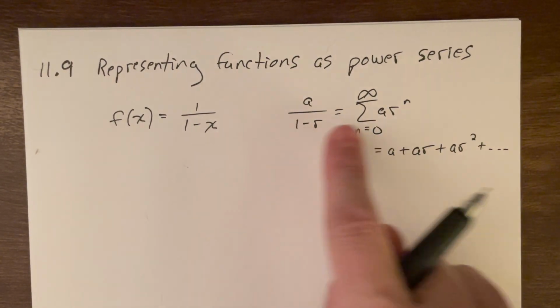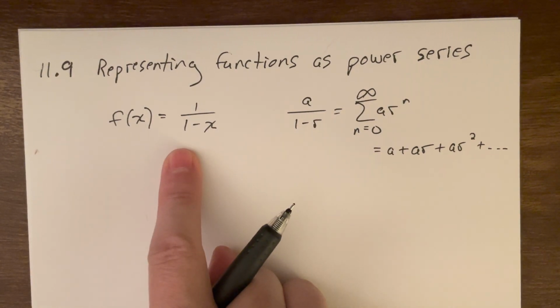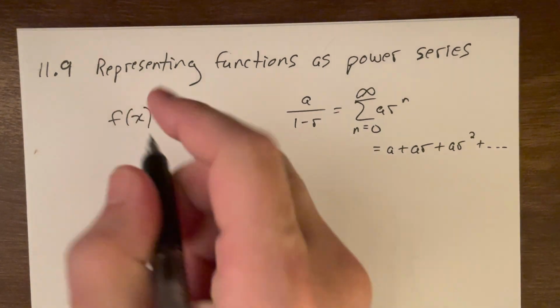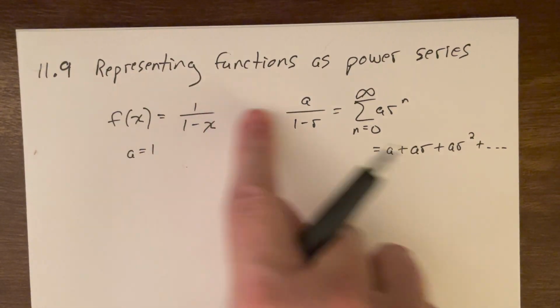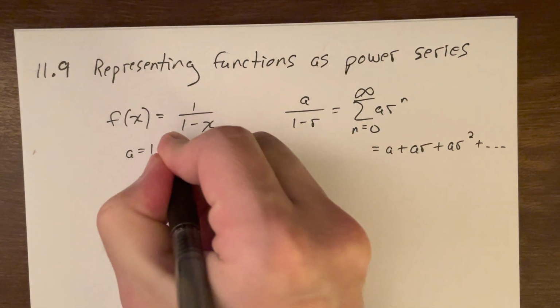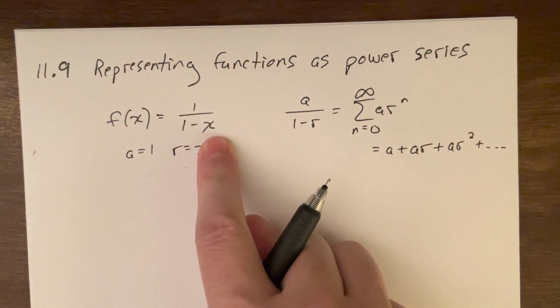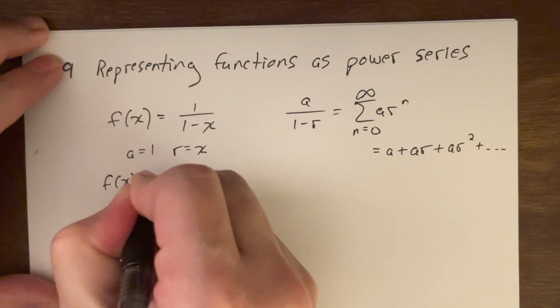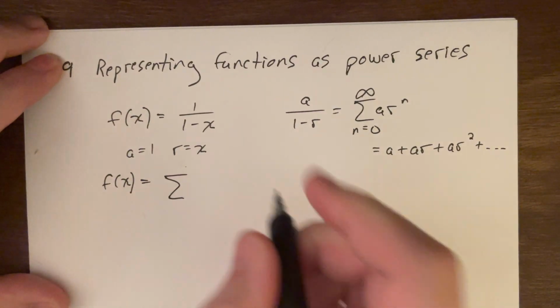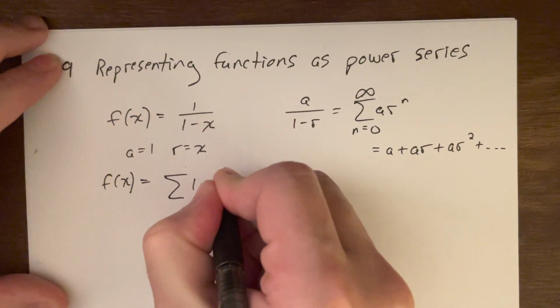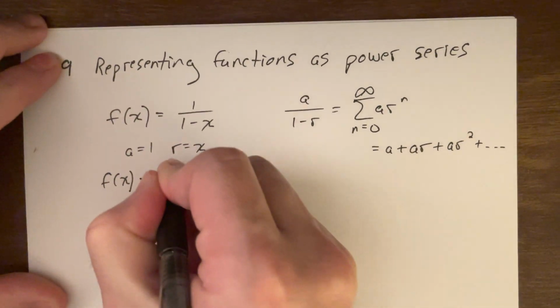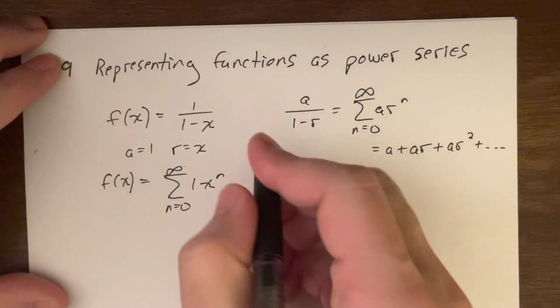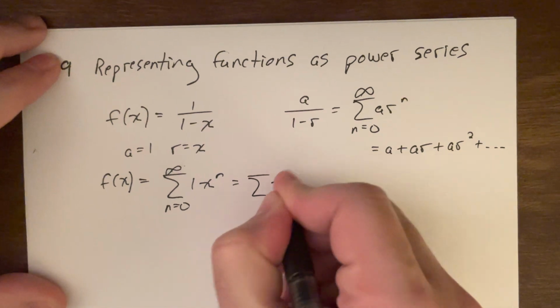But that's going to be our main key. Right off the bat, I look at this, I could see that a would be 1, and that r would be my variable x, and that this function, this is the same f of x, this could be represented as 1 times x to the n power. And 1 times that is just x to the n.